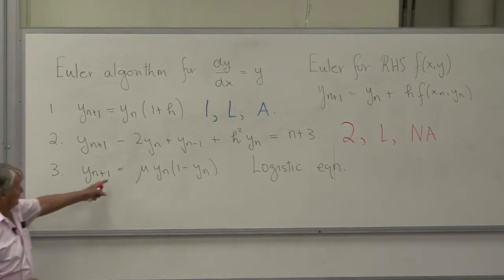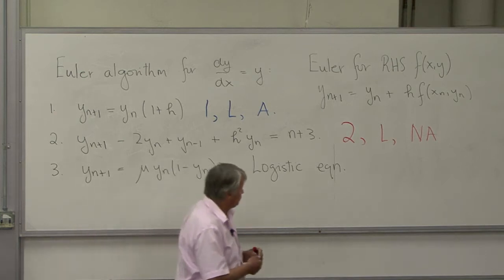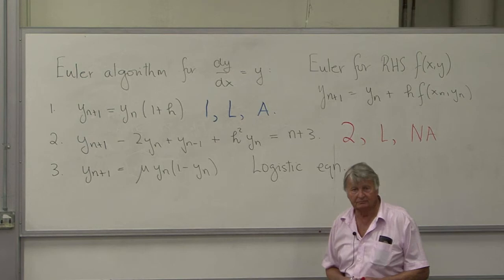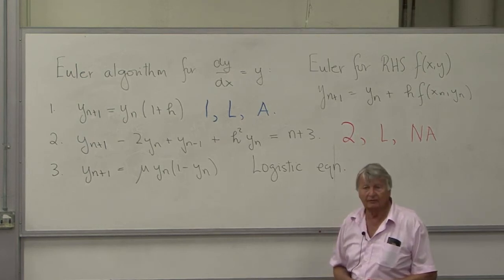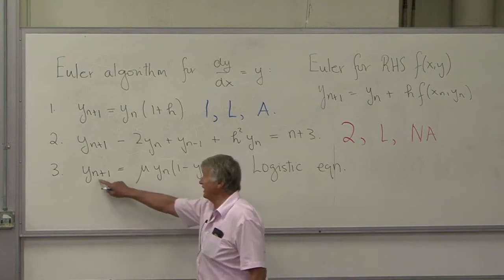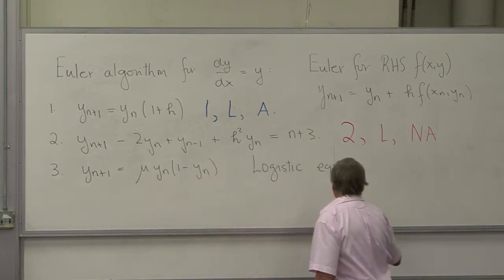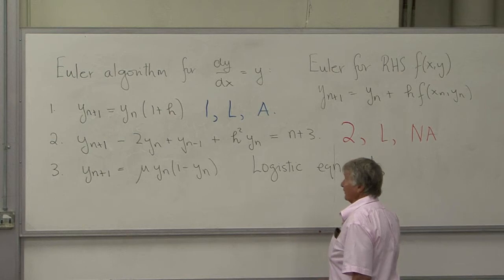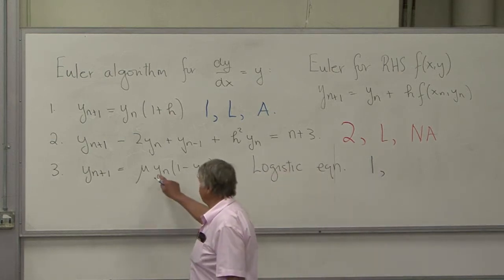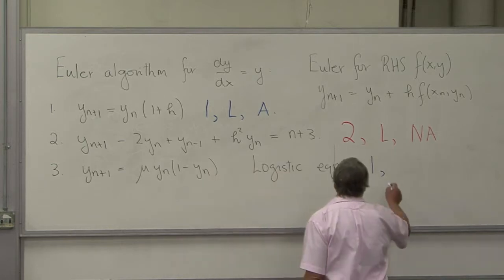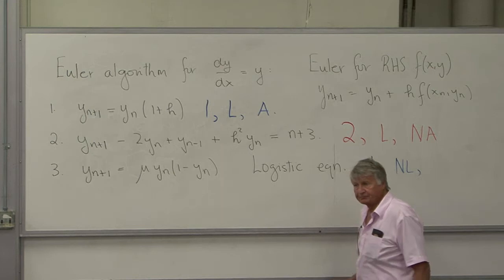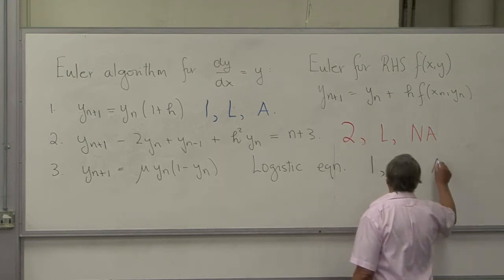So what's the order of this equation? One, because it connects just the value of y at 2 points, n plus 1 and n, and so the order is 1 less than that. Is it linear or nonlinear? Nonlinear, because it contains a y_n squared. Is it autonomous or non-autonomous? It's autonomous.